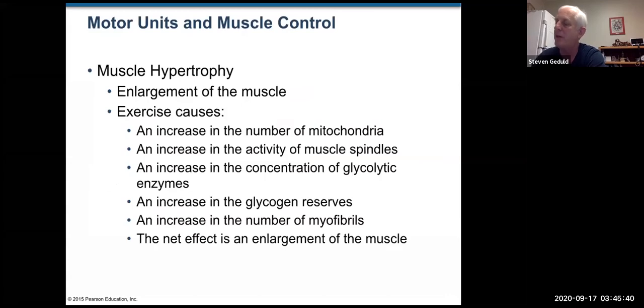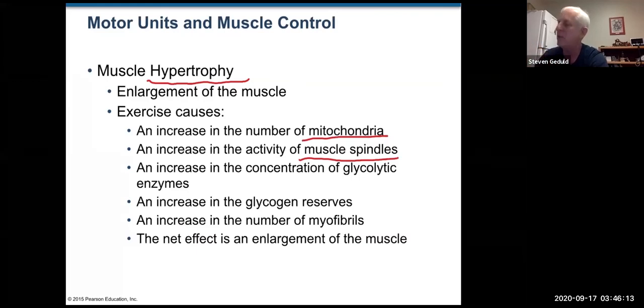Muscle hypertrophy. Hypertrophy means to get larger. Okay? Muscle hypertrophy is enlargement of the muscle. Exercise does not cause you to have more muscle cells. Okay? It does not do that. It increases the size of the muscle, causes hypertrophy. It causes an increase in the number of mitochondria within the muscle cell, causes an increase in activity of the muscle spindles. So the muscle tone is tighter.